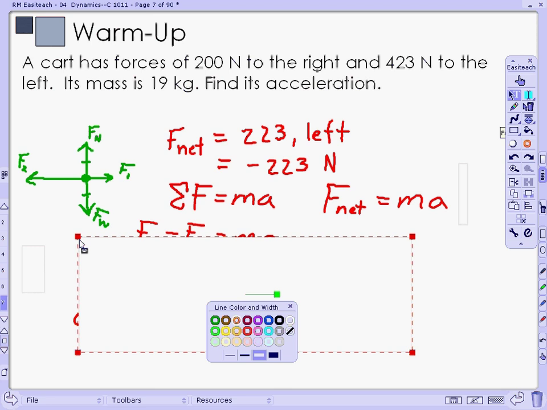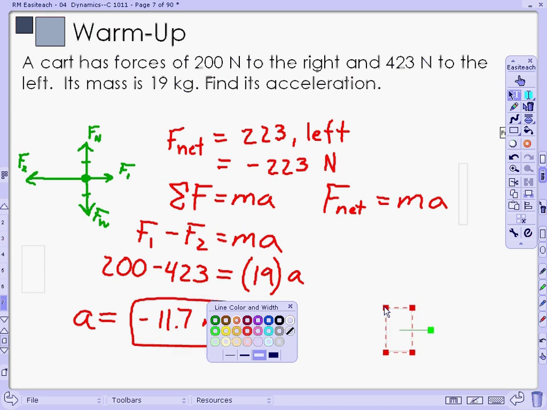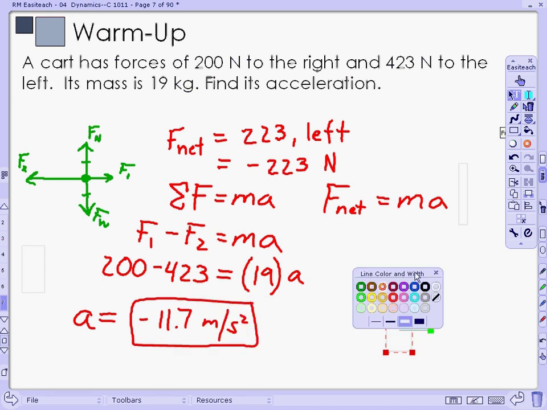Now, a lot of people prefer to skip this step. You don't have to, but all I did was write down what F1 and F2 were. Now I plug the numbers in and solve for acceleration. 200 minus 423, you're going to get negative 223. And the acceleration is 11.7 meters per second squared.